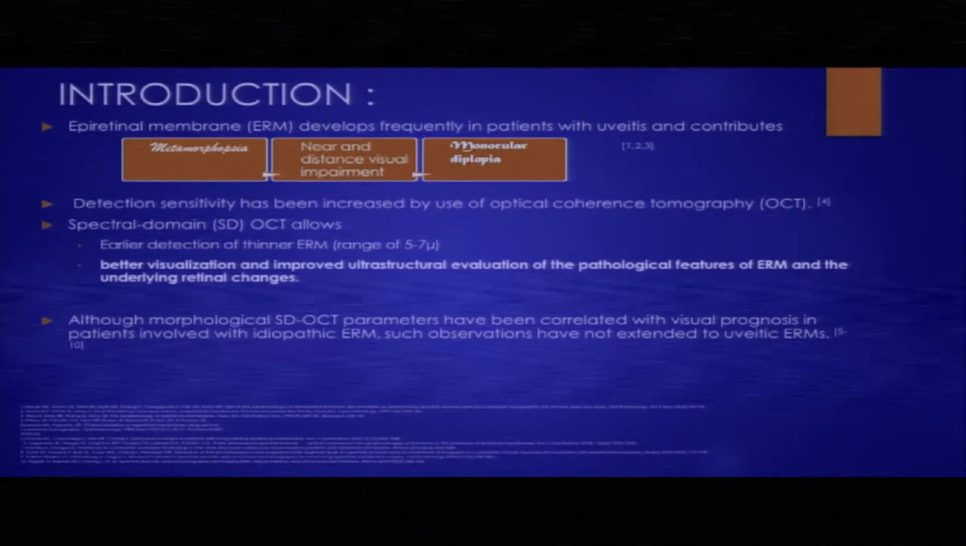Epiretinal membrane develops frequently in patients with uveitis, and SD-OCT allows improved ultrastructural evaluation of not just the pathologies of ERM, but also the underlying retinal changes. However, in previous studies, these observations have not extended to uveitic ERMs. So the study analyzes the correlation of various characteristics of ERM secondary to uveitis with visual acuity, progression pattern, and the role of steroids and immunomodulators in the progression of ERM.